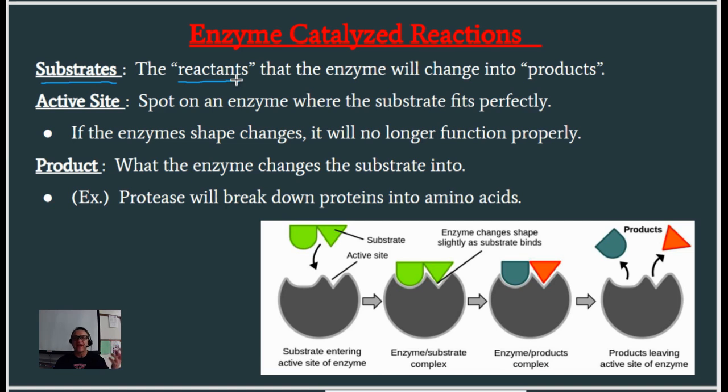And the enzyme is going to change that substrate into something else. So in this picture right here, it's this green thing. That's the substrate. That's the substance that the enzyme, right here in gray, is going to work on. So this enzyme right here is going to change this green substrate and it's going to turn it into this. It's going to turn it into the products. So that's what the enzyme makes.